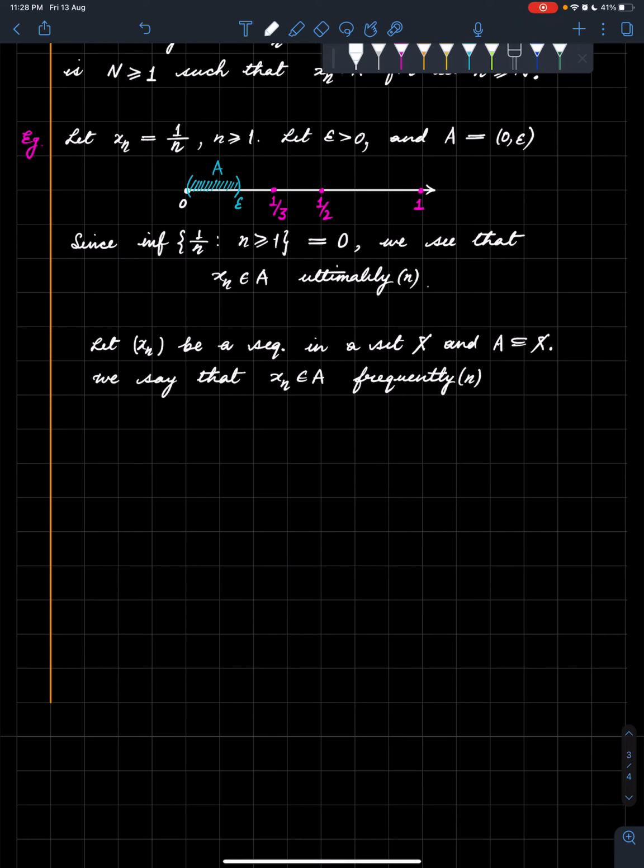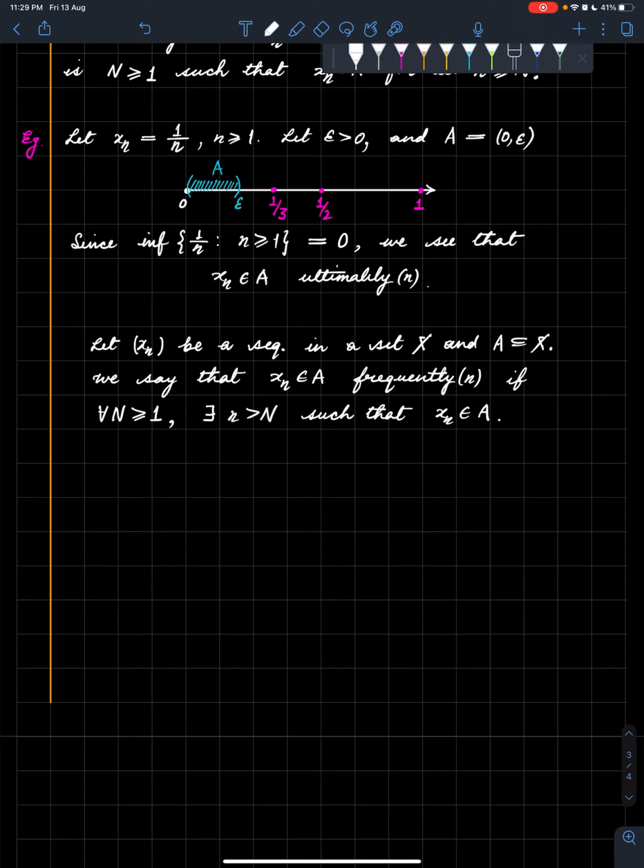Over n, again I will put this indexing symbol always, for all n in natural numbers, there exists some little n exceeding that, such that xn is in A. So let's try to understand what this is saying.